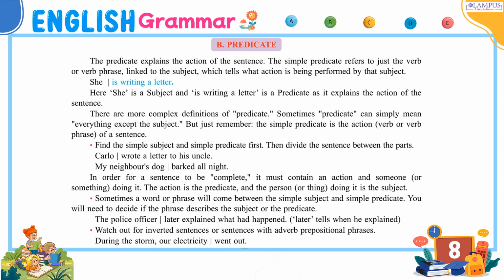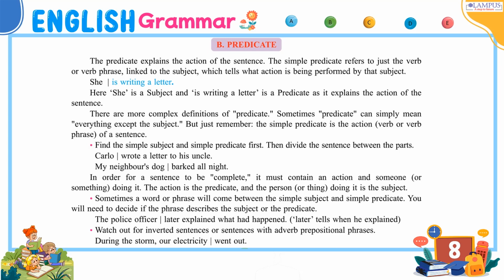B. Predicate. The predicate explains the action of the sentence. The simple predicate refers to just the verb or verb phrase, linked to the subject, which tells what action is being performed by that subject. She is writing a letter. Here, she is a subject and is writing a letter is a predicate as it explains the action of the sentence. There are more complex definitions of predicate.